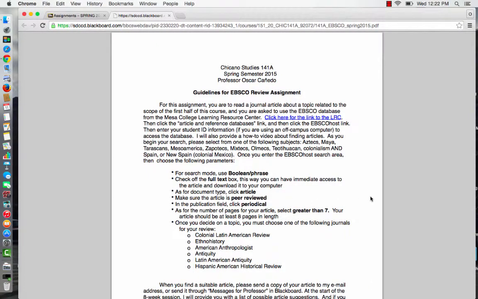But remember, for the focus of the assignment, make sure that you're choosing a topic within the context of the class, especially the first half of the class. So we're talking about things such as the Aztecs, the Maya, the Tarascans. They were from Western Mexico. We're not covering them that much, but that's definitely a culture you can look at. Anything in Mesoamerica, which also includes the Zapotecs, the Mixtecs, the ones with Monte Alban, the Olmecs, Teotihuacan, and you can even get into Spanish colonialism.